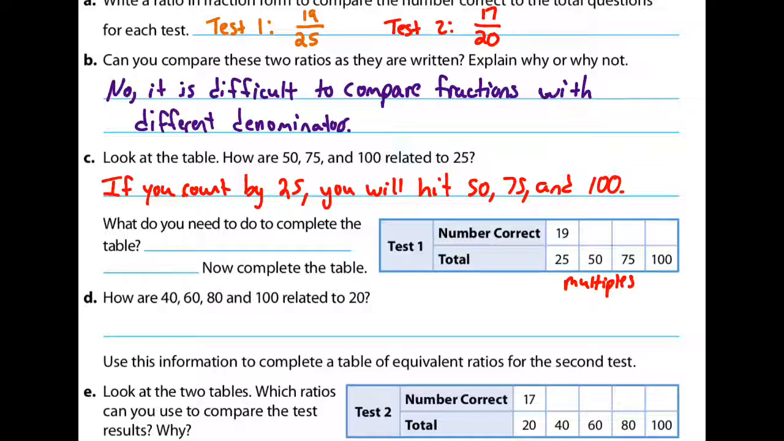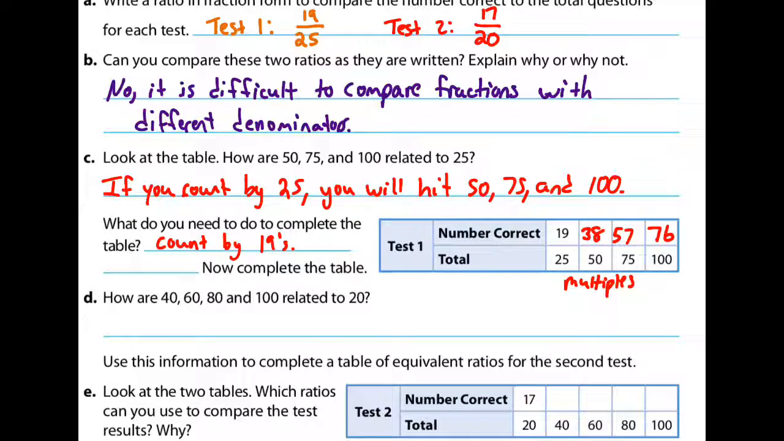So 19 plus 19 is 38. 38 plus 19 is 57. 57 plus 19 is 76. So let me write my answer over here. I'm going to say you need to count by 19s. Or you could say list multiples of 19s.